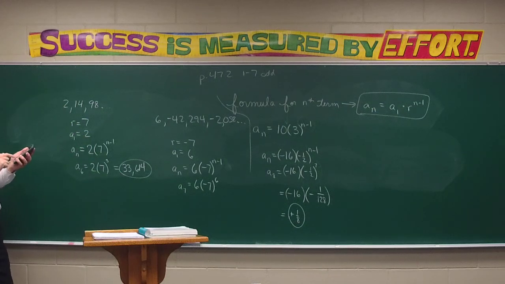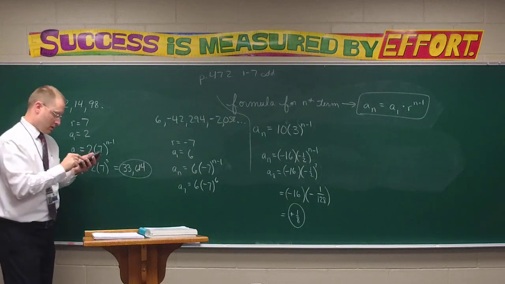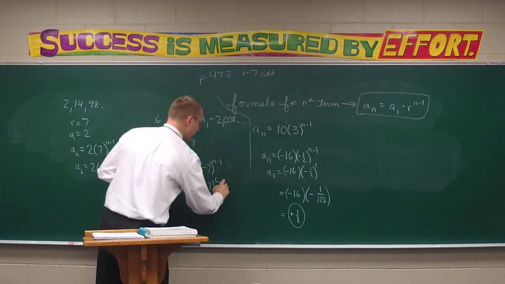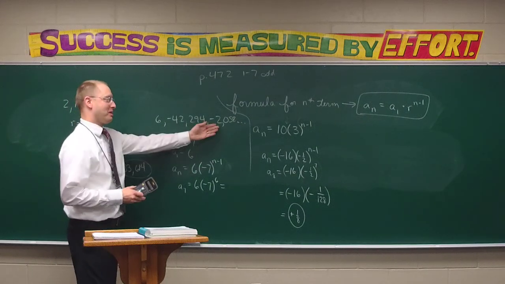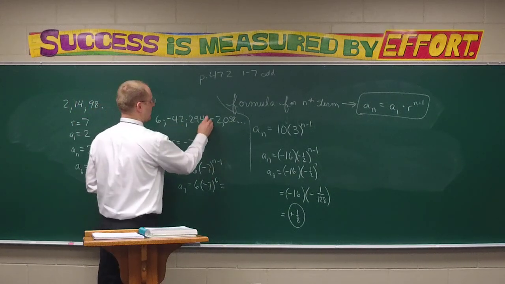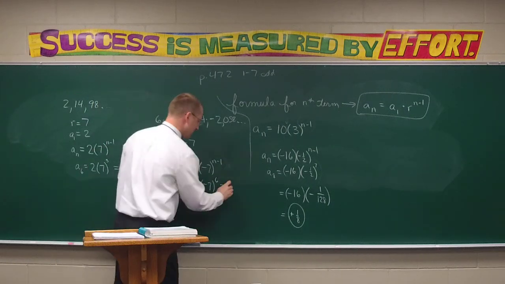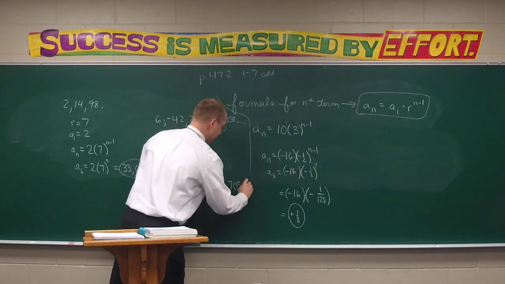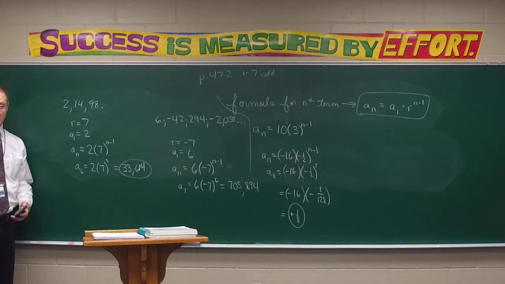So at your seats, Genesis is going to get us the answer here in just a moment. It's a dilly. What do we get here for the 7th term? And it's already looking pretty nasty anyway. But what is the 7th term, Genesis? 705,894. How many have that?